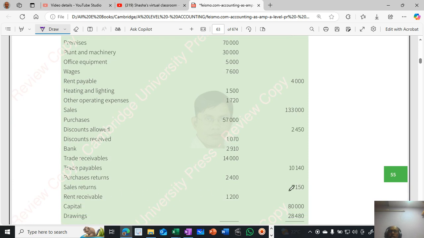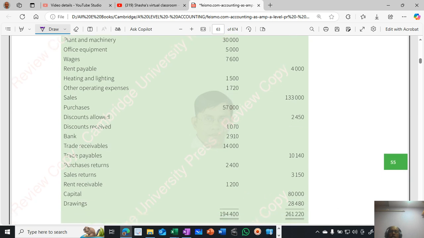Sales returns are the reverse of sales, so they should be a debit balance. It should come here. Rent receivable is an income, it should come this side. Capital is a liability. Drawings should not come here, drawings should come here. So that's all. You can do this as an assignment. It's very simple, very easy.